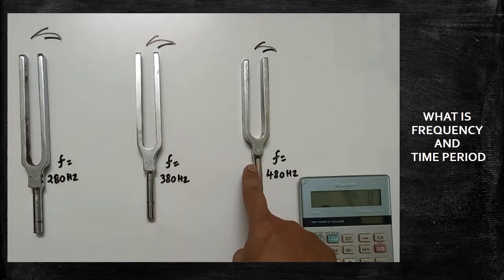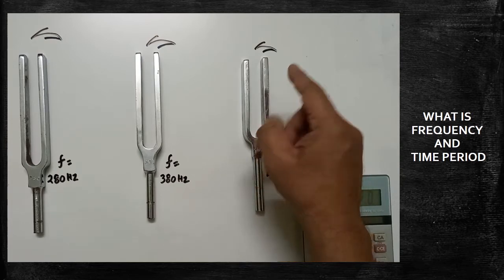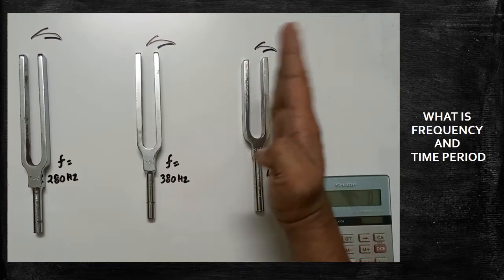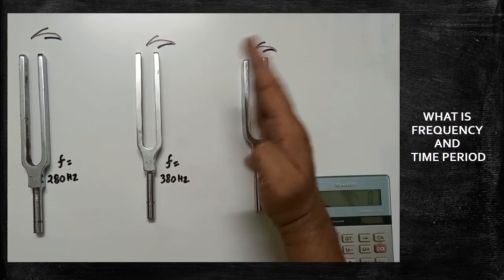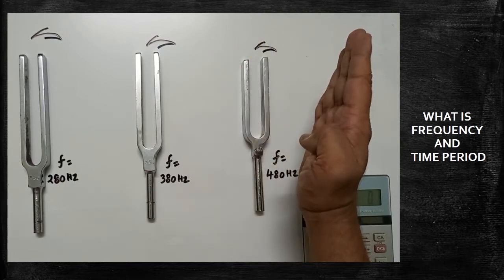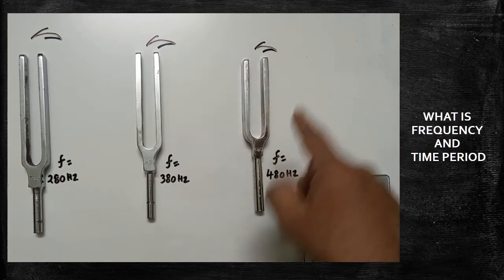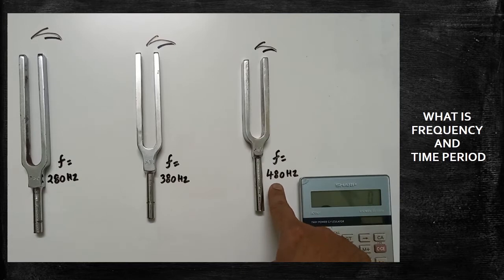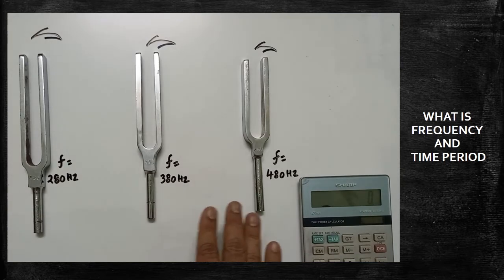Let's see the next one. The last tuning fork has a frequency of 480 hertz. What that 480 hertz indicates: when the prong is made to vibrate, it will vibrate here and there in to and fro motion. When it vibrates, how many vibrations are created per second? 480 vibrations are created per second. That's why it is mentioned as 480 hertz. Now you have learnt what frequency is.